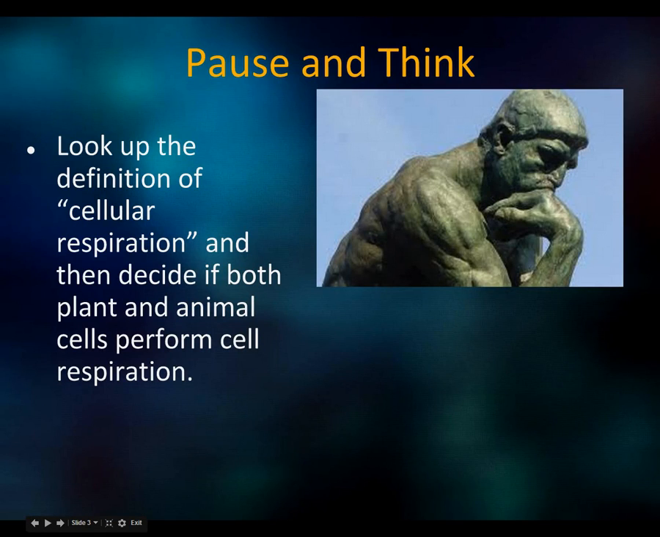So I want you to pause the video and look up the definition of cellular respiration. You can do this on Google or you can use your book and decide if both plant and animal cells perform cellular respiration. Go ahead and pause the video. Okay, great. I hope that you decided that both plant and animal cells, in fact, do cellular respiration. Cellular respiration is making large quantities of ATP using sugars. So we are going to walk through that process in this chapter.